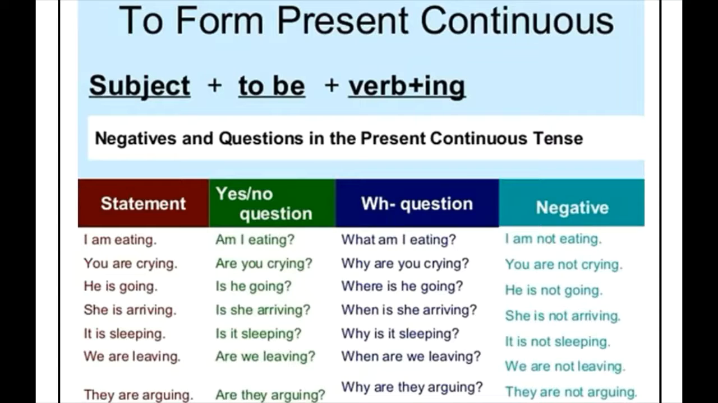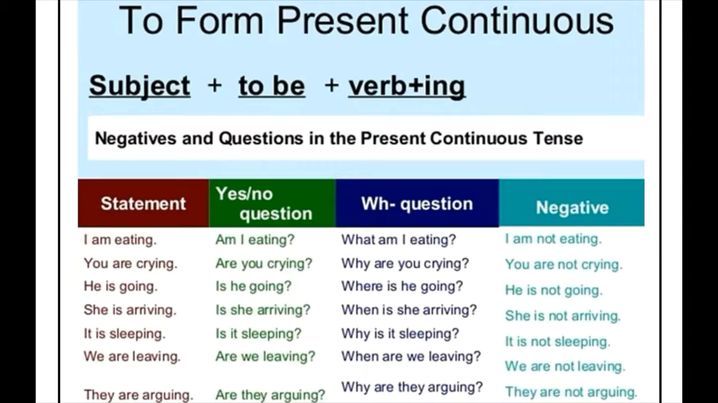You are crying. He is going. She is arriving. It is sleeping. We are leaving. They are arguing. In order to form a yes or no question, we start with the verb to be, the subject plus the verb plus ing, and don't forget the question mark.